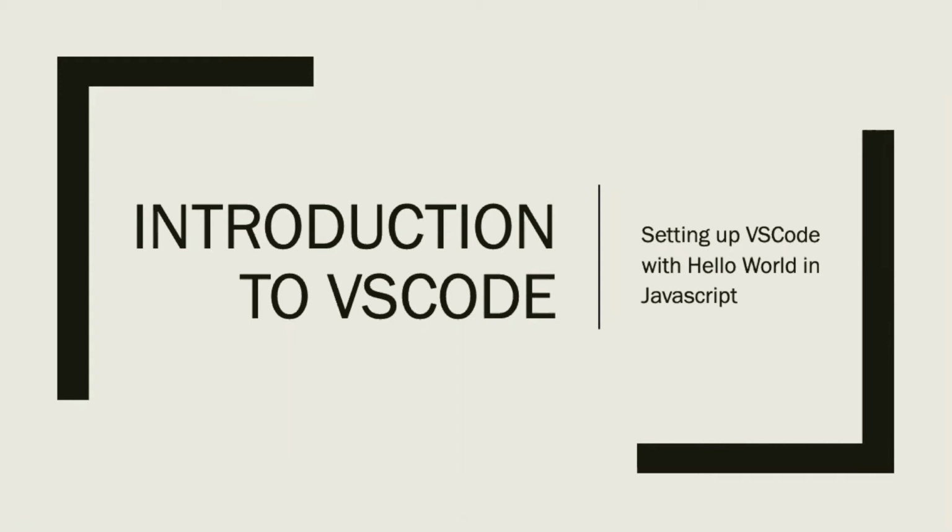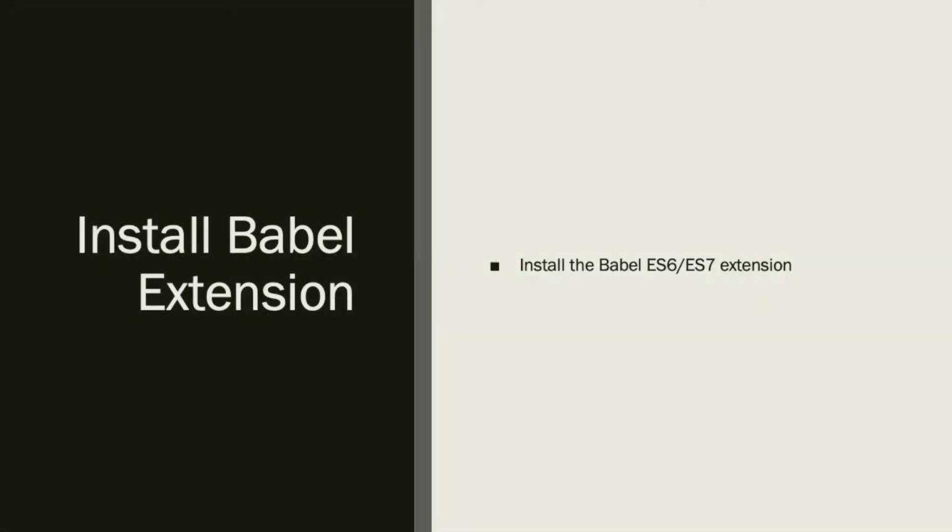In today's video, we're going to be doing an introduction to VS Code by setting up Hello World with JavaScript. The first thing we're going to want to do is install the Babel extension. And we're going to do that by installing the Babel ES6/ES7 extension. And what this does is help VS Code with syntax and grammar.